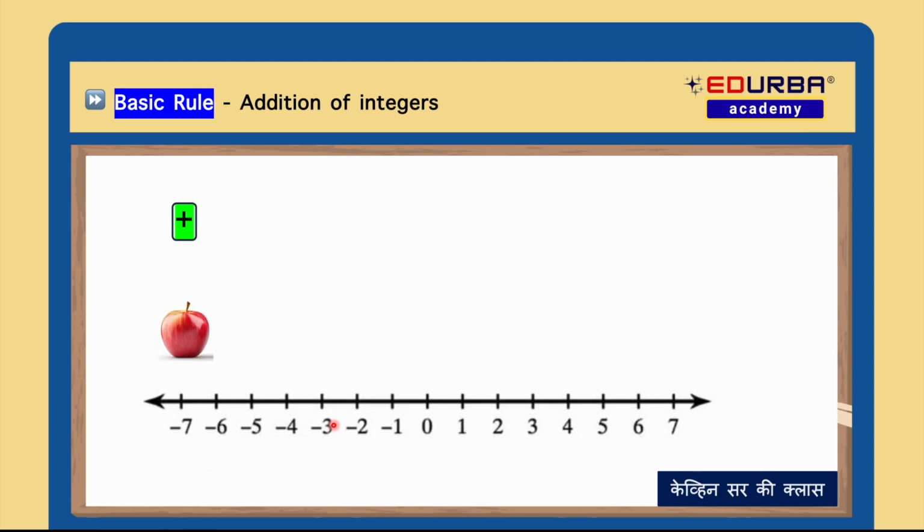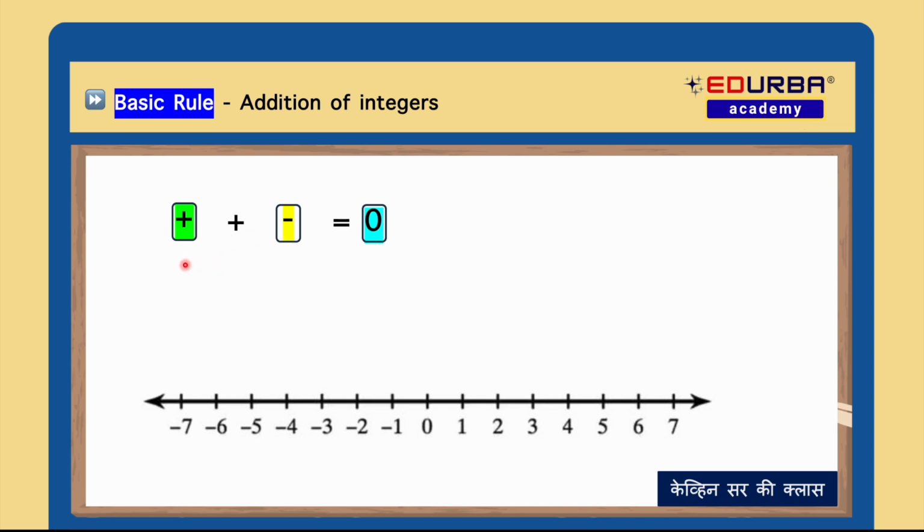Now let's assume that you gave me one apple, and that means now I have one apple with me, which is shown by a positive sign because that apple is there with me right now. And then you took away that one apple from me, and that is shown by minus. Now how many apples do I have? Really 0. So one positive and one negative will cancel each other and the answer will always be 0.